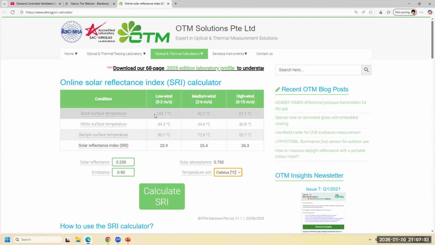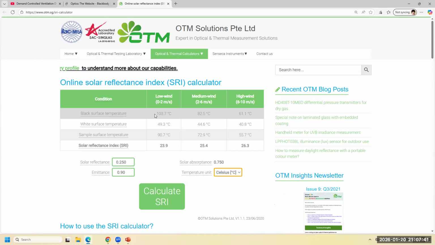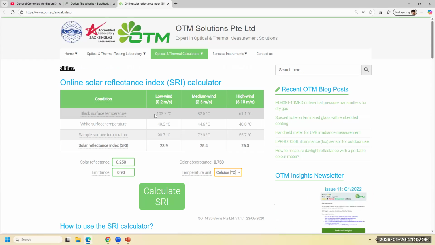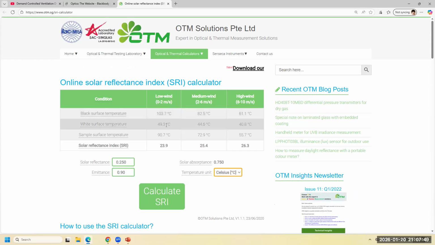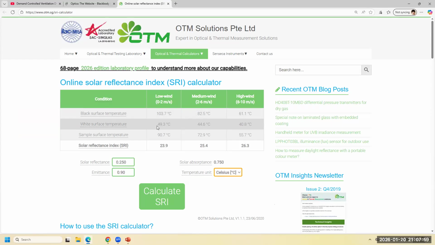But this is under a condition that we will discuss later. It's a very strong solar irradiance, and also where it's hot, 30-something degrees Celsius, and also very, very low wind. What about a white surface? The temperature is around 50 degrees Celsius. So we can see that for a concrete tile under those test conditions, its surface temperature can be around 90 degrees Celsius. So that's the reason we can understand.